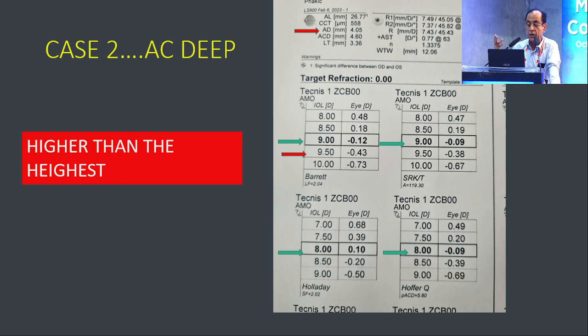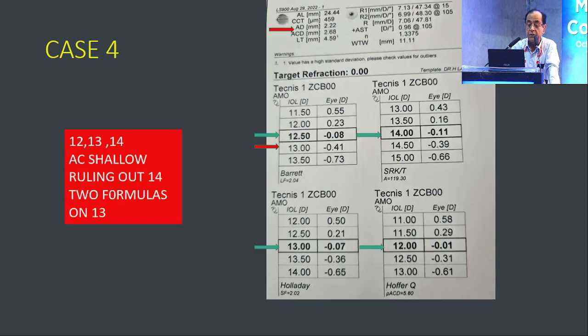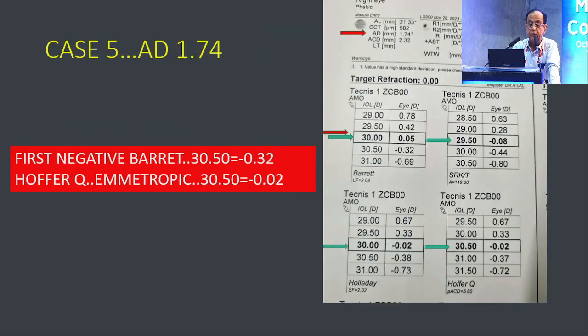So all the formulas over here are giving 19, 18, 19, 18, so I will still use 19.5 in this patient. And in this case, if you see what the different formulas are giving, 12, 13, 14, the AC is comparatively shallow, so I will not go for 14 because the lens may be more effective, I will go rather for 13, and two formulas are going for the 13 diopter. So it is very, very important when you are using the premium lenses. And in this case, the anterior chamber depth is absolutely 1.74, very, very shallow.